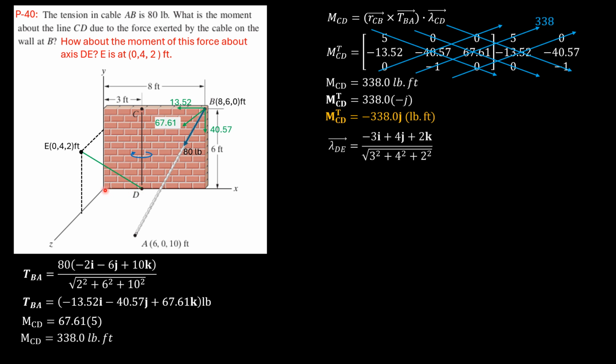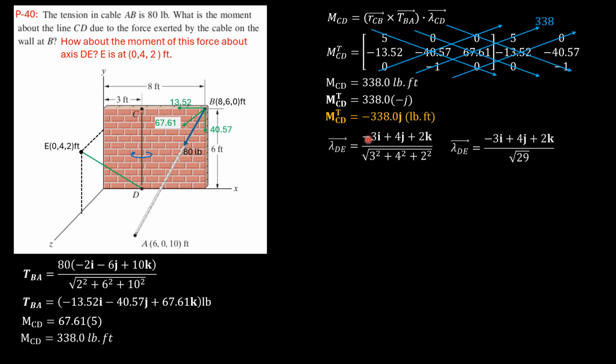So this is the unit axis vector of DE. We move to the left by 3 feet, so negative 3I. We go up by 4 feet because E is 4, positive 4J. Then we move forward to reach point E, 2 feet. So that's why you have 2K here. Then divided by the magnitude, which is 3 squared plus 4 squared plus 2 squared, so that's square root of 29. Therefore, the unit axis vector DE is 1 over square root of 29 times the quantity negative 3I plus 4J plus 2K.